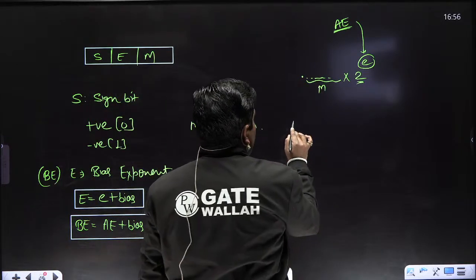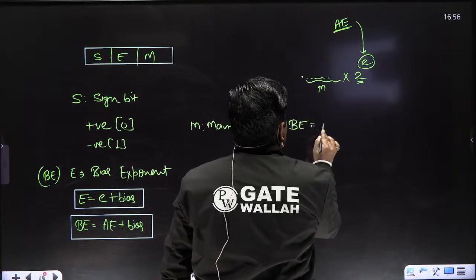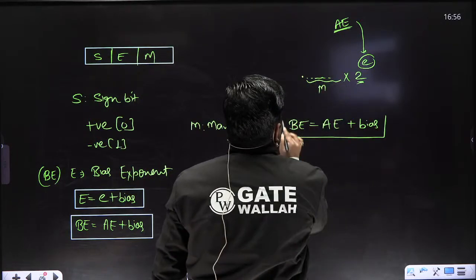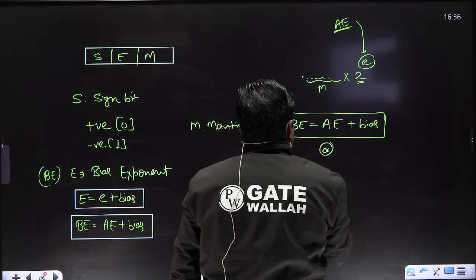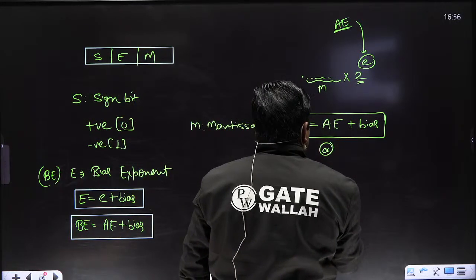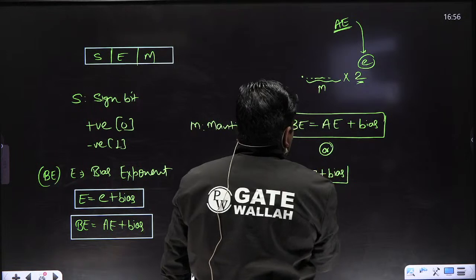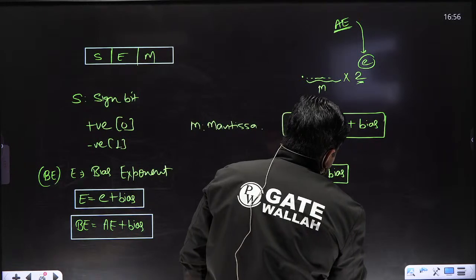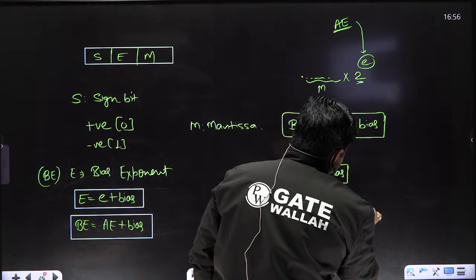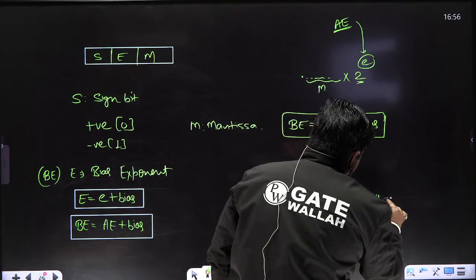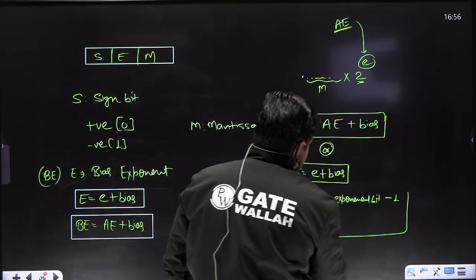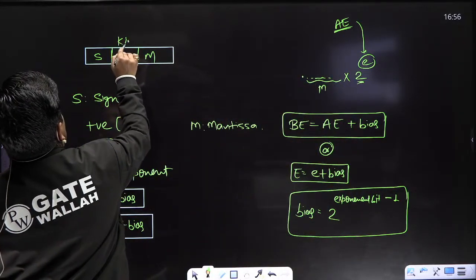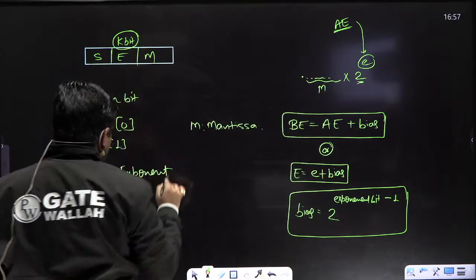Now listen to what I am saying here. First of all, you can calculate the bias exponent. How do you calculate it? Actual exponent plus bias, or capital E equal to small e plus bias. What is the value of bias? Bias is 2 raised to power the number of exponent bits minus 1. For example, if your exponent is k bits, then what will the bias be?